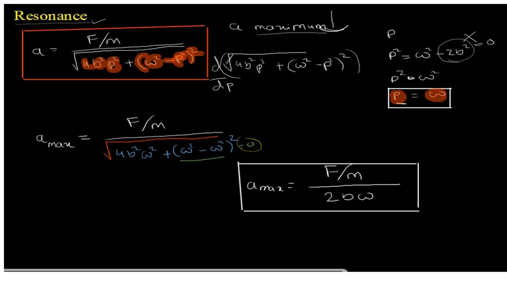So when these two are equal to each other, the energy transfer is maximum. Because of that reason, the body will start wild oscillation. This phenomenon is known as resonance.